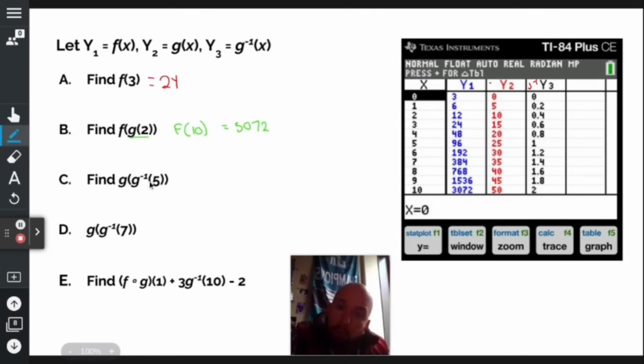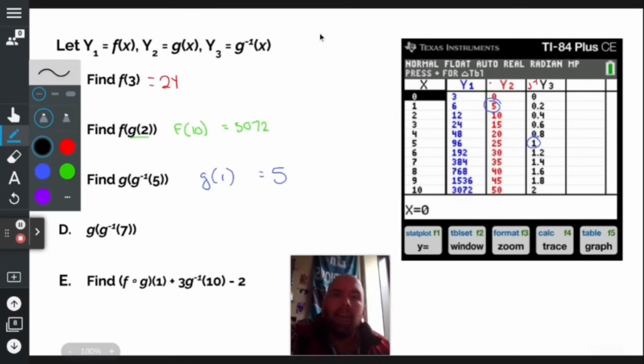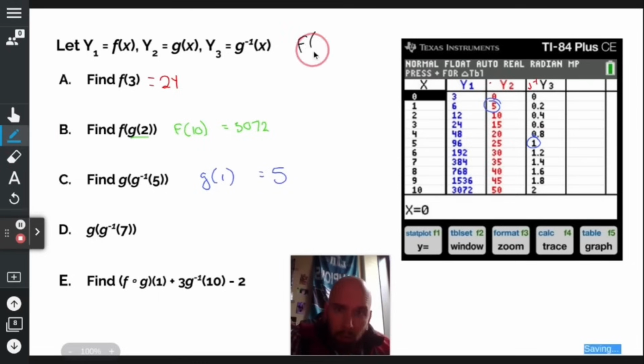Find g of g inverse of 5. So here's g inverse of 5. So here's 5 is 1. So g of 1 is going to be 5. Well, that makes sense. There's a little rule that says that a function of its own inverse is going to equal x. So f of f inverse of 5 should be 5. F of f inverse of 8 should be 8, and vice versa, which takes us to this guy right here.